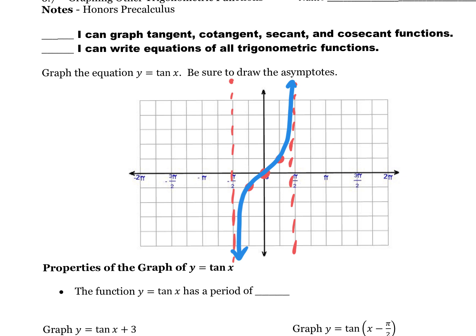That's it. Do we have to remember tangent starts at the origin? Yeah. Do we have to remember that we go up one and down one? Do we have those 3 little points there? Yeah. Do we need to remember that the period is a pi? Yeah. But that's it, you guys.